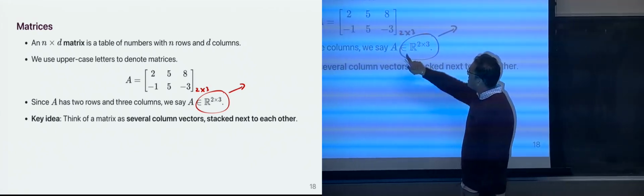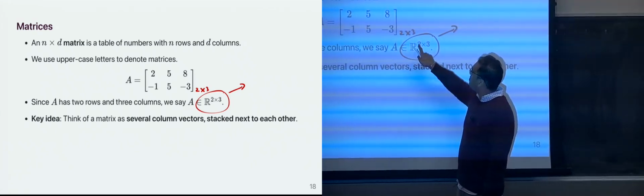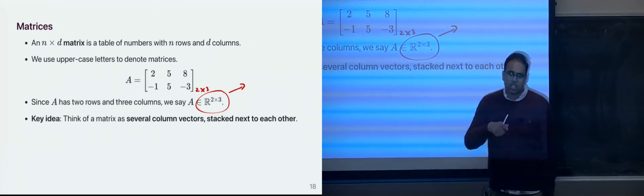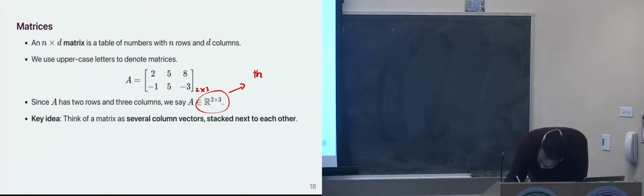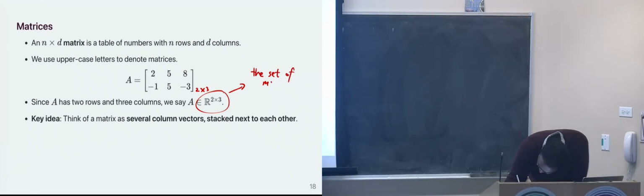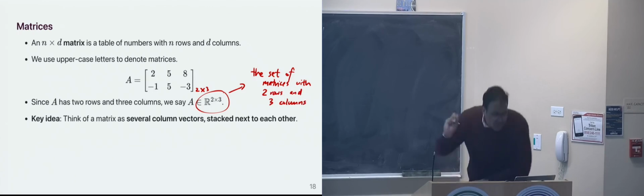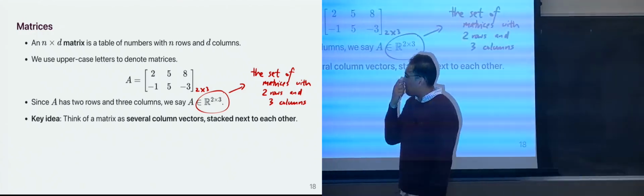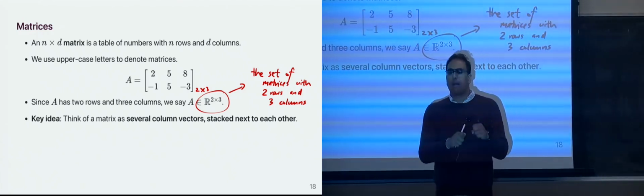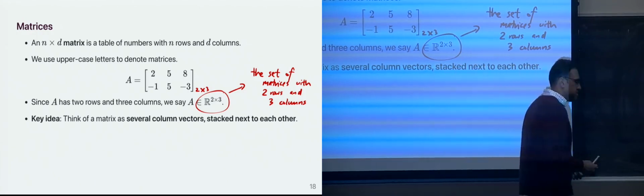The way to read this is that it's in the set of matrices with 2 rows and 3 columns. That's what R to the exponent 2 times 3 means. The set of matrices with 2 rows and 3 columns. It's worth noting that we denoted vectors with lowercase letters with an arrow on top of them, but we're going to denote matrices with just capital letters, like capital A or capital X.